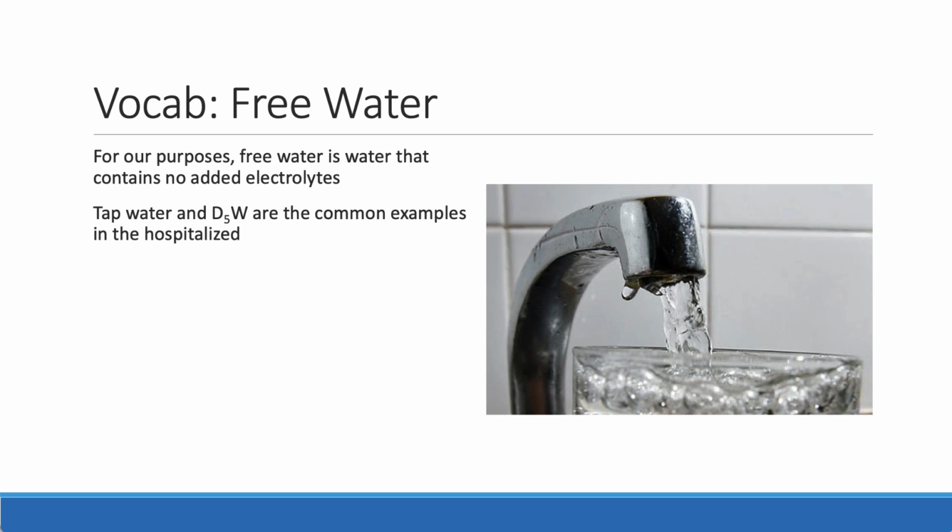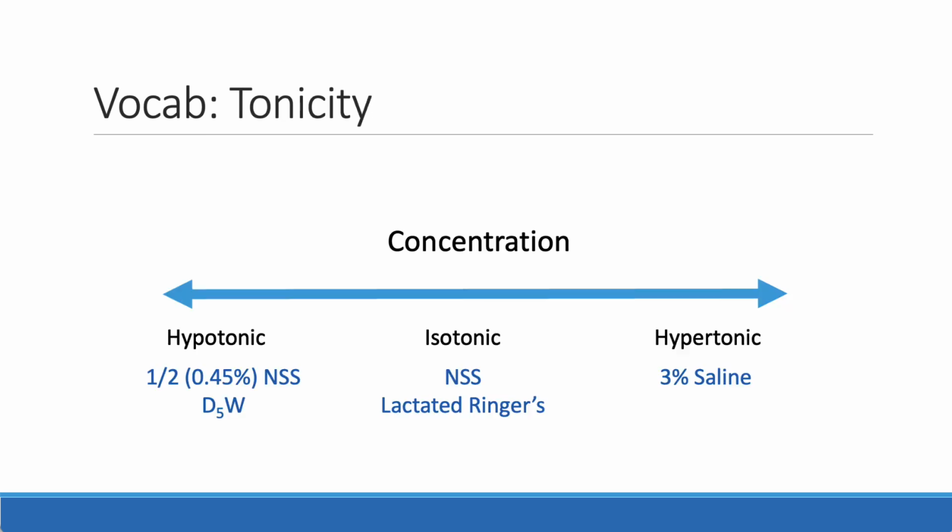All right. When we give it IV, of course, we never give tap water IV, right? That would be stupid. But when we need to give free water to rehydrate somebody IV, then we give D5W usually. So tonicity, remember, has to do with the concentration of solute in the solution. So we talked about isotonic.